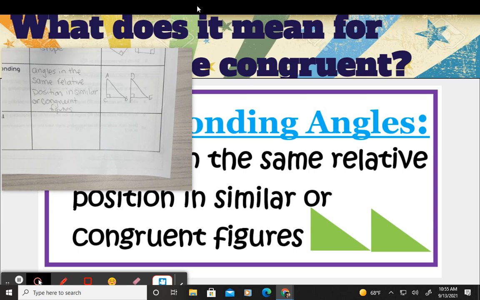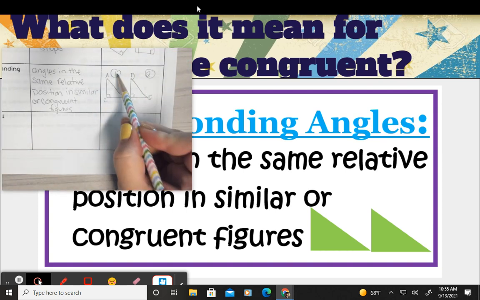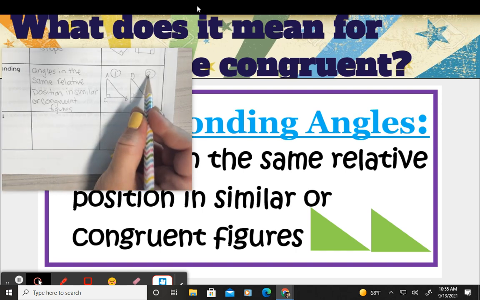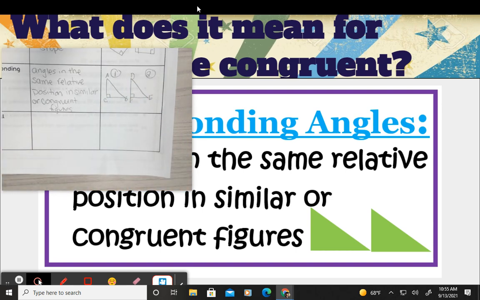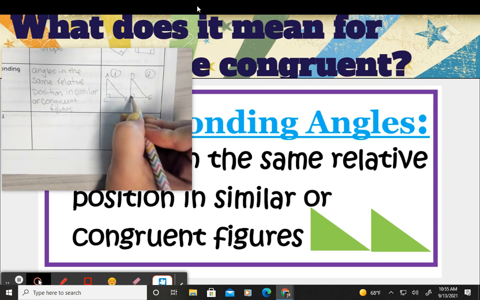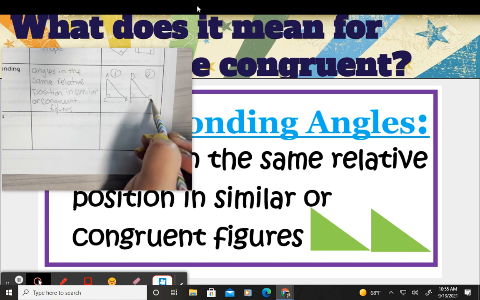Okay, so corresponding angles are angles in the same relative position in similar or congruent figures. So if I were to ask you, this is triangle 1 and this is triangle 2. If I were to ask you, in triangle 1, look at angle C. Now in triangle 2, which angle is corresponding to one's C? Hopefully you would say F, right? Because C and F are in the same position. They have the same degrees. Those are corresponding. Just like A and D and B and E.